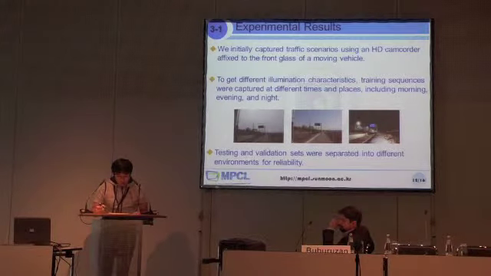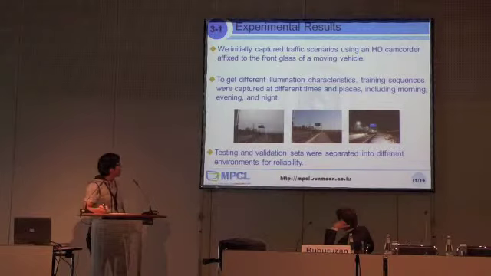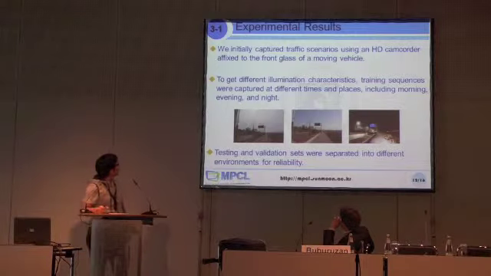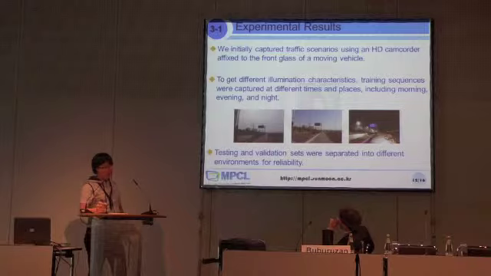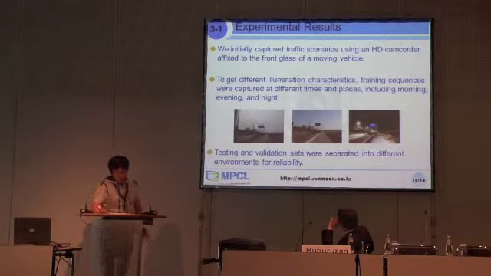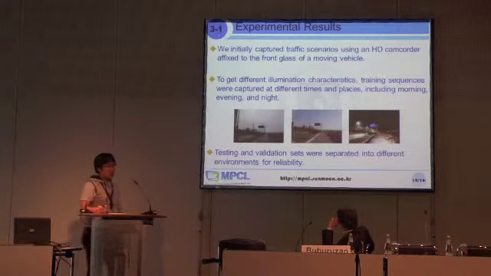Experimental result. We initially captured the traffic scenario using an HD camcorder affixed to the front glass of a moving vehicle. The traffic scenario was recorded in HD resolution. To get different illumination characteristics, training sequences were captured at different times and places, including morning, evening, and night. Training sequence data were obtained from 13 places. Training and validation sets were separated into different environments for reliability.